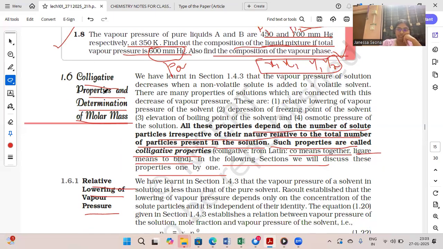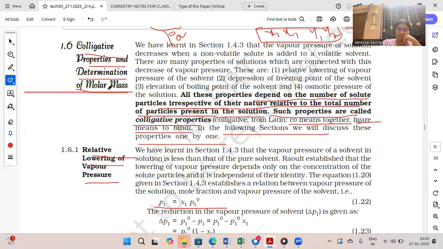Let us move forward quickly to the colligative properties. We discussed that the colligative properties are those that depend on the number of solute particles, but not on the nature of the solute particles. They only depend upon the number of solute particles.